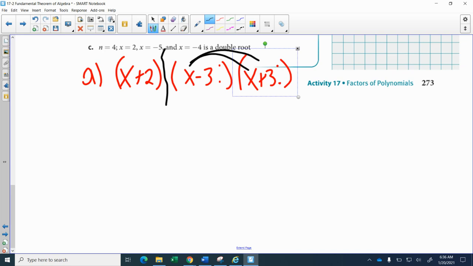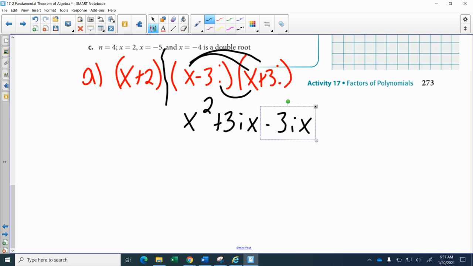So if I multiply the x to both of those, I would get x squared plus 3ix. Remember how we talked about this earlier in Unit 2. Looks very strange. Negative 3i times x, and then negative 3i times positive 3i becomes negative 9, and then i times i is i squared. Kind of going back to when we used to have to multiply imaginaries together.